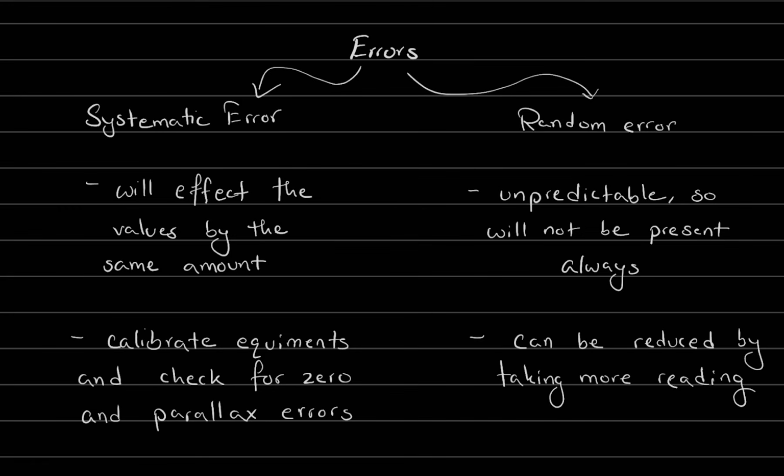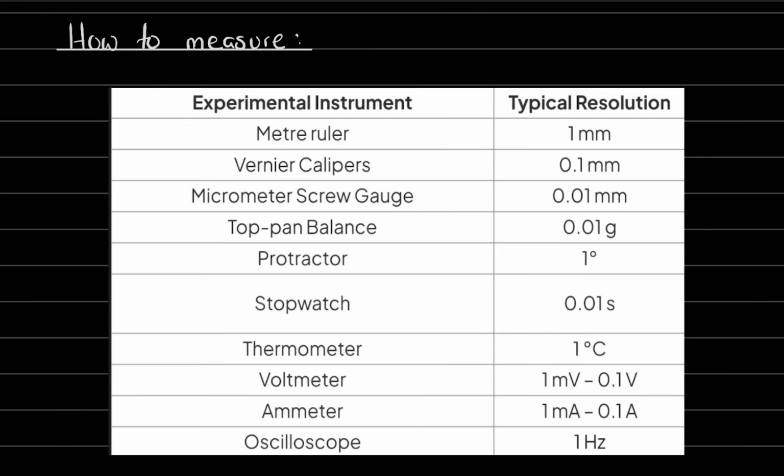Moving on, there are two kinds of errors: systematic error and random error. Random error is totally unpredictable, but systematic error usually occurs the same amount all the time. Calibrating the equipment will make sure to lose systematic error, whereas using a graph will make sure you don't get random errors. Here is a list of experimental instruments and their typical resolution. You need to remember all of this.